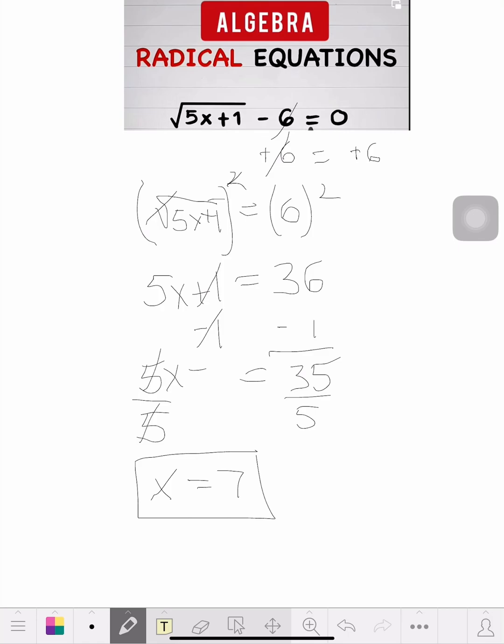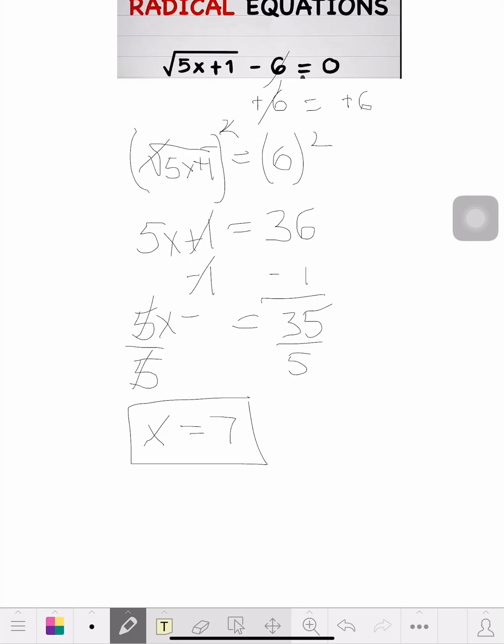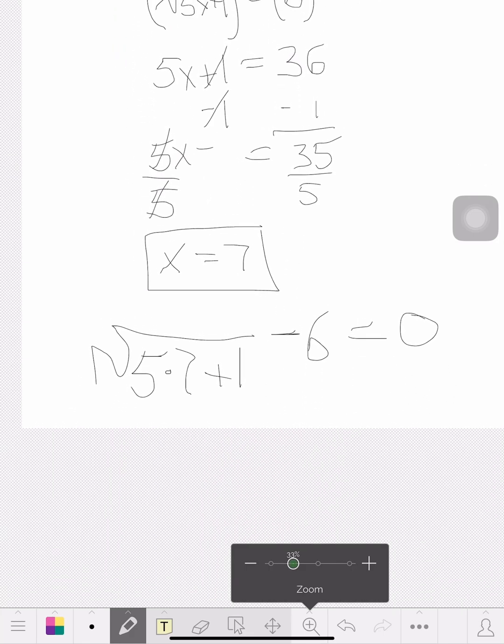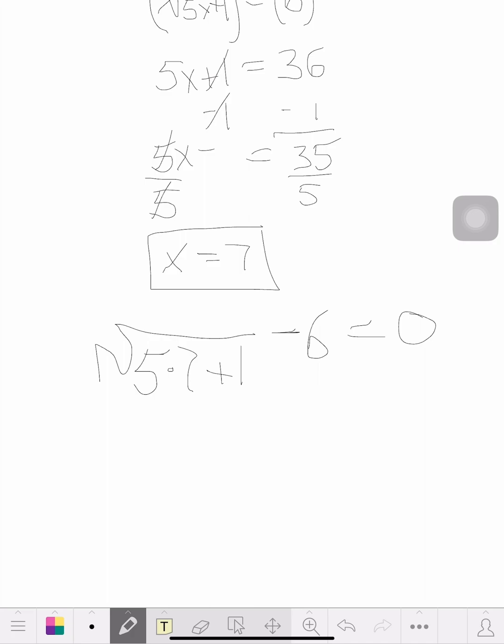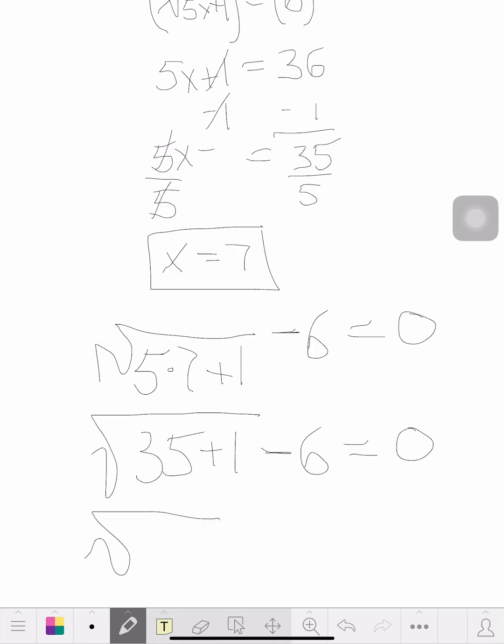Then if you plug it back in, we get the square root of 5 times 7, plus 1, minus 6 equals 0. So hey, let's do this out and see if this works. Okay, so we get 5 times 7 is 35. 35 plus 1, we still have the square root, minus 6 equals 0. So 35 plus 1 is 36. So the square root of 36 minus 6 equals 0.